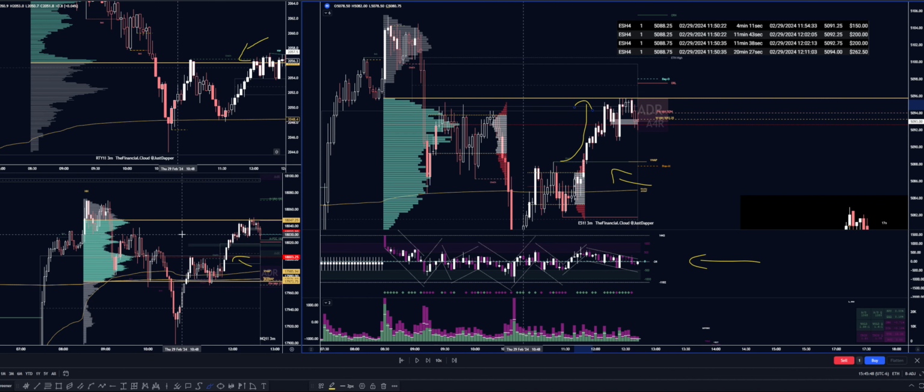With NQ, very, very similar principle, right? We have our upper kind of selling auction, our primary distribution where our POC is located down below, and I'm looking for this to trade through the low volume node, right? And accept and test back into our upper node.